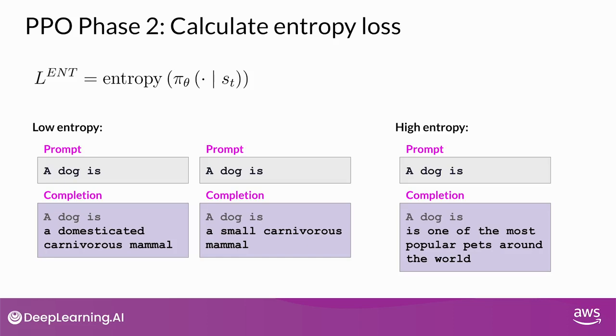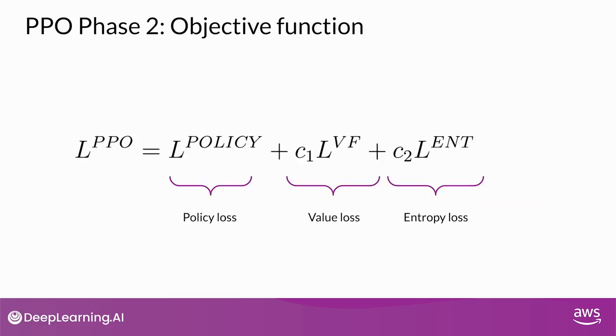The difference is that the temperature influences model creativity at inference time, while the entropy influences the model creativity during training. Putting all terms together as a weighted sum, we get our PPO objective, which updates the model towards human preference in a stable manner. This is the overall PPO objective. The C1 and C2 coefficients are hyperparameters.